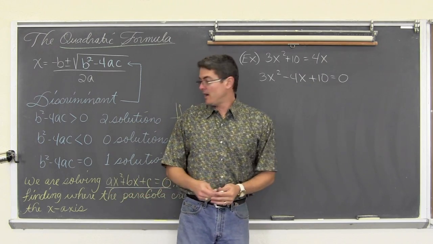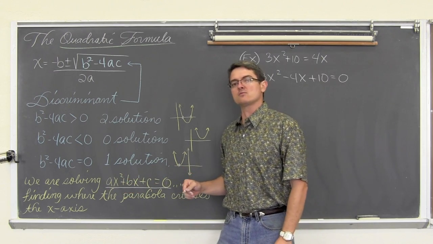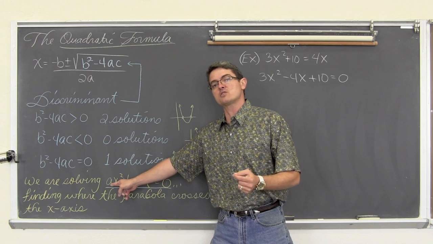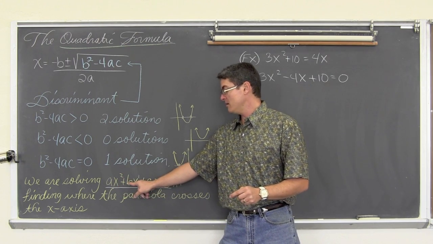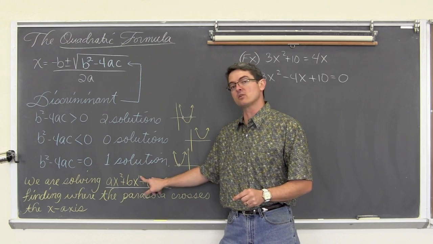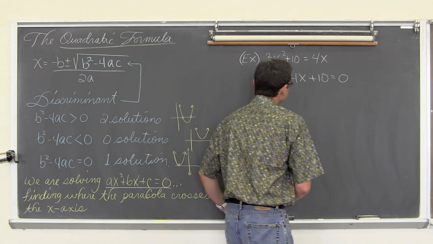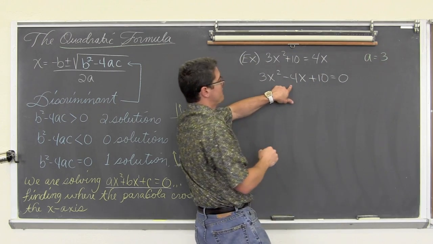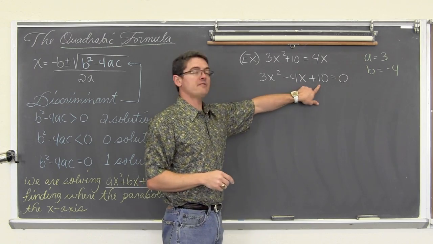We're going to look at this general form or standard form of a quadratic and identify our values of a, b, and c, a being the coefficient of the x squared term or the leading coefficient, b being the coefficient of the single degree term, and c being the constant. So, we have an a value of 3. We have a b value of -4, and we have a c value of 10.